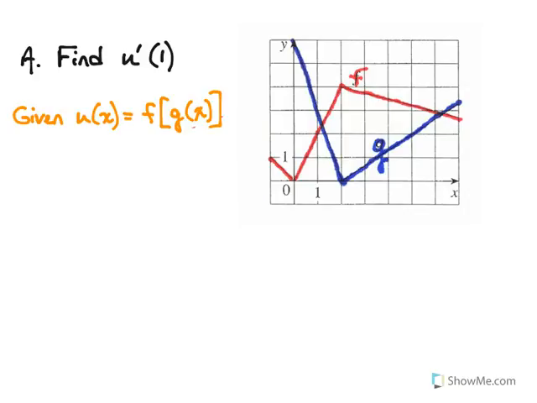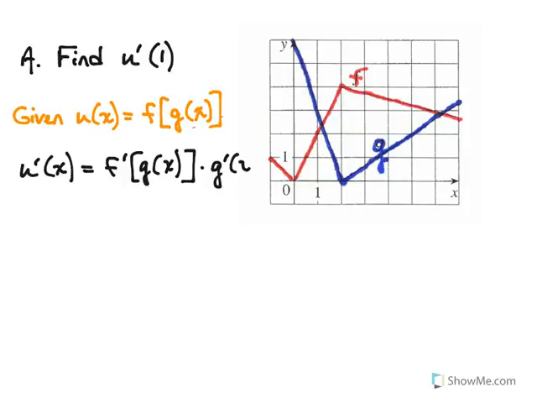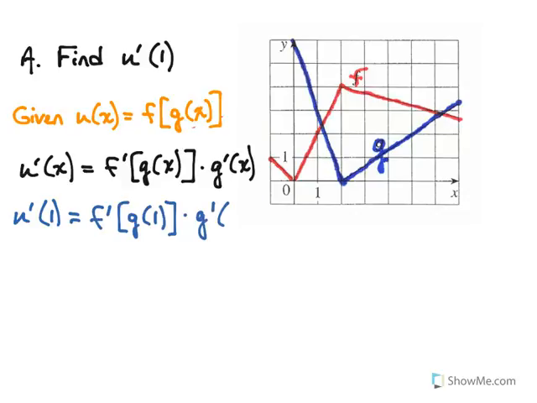So if we want to find u prime of 1, that's going to require use of the chain rule. So let's just set it up as to what the derivative would look like. Remember, we start on the outside and work our way in. Then we have to go inside and multiply by the derivative of g. So that's just the statement of the chain rule. Now we specifically want to find the derivative at 1. So I'm just going to fill in 1 here for our x's, and then the rest of the information we should be able to get from the graph.